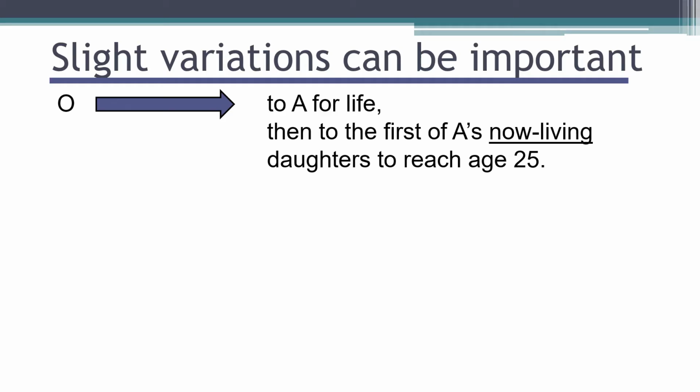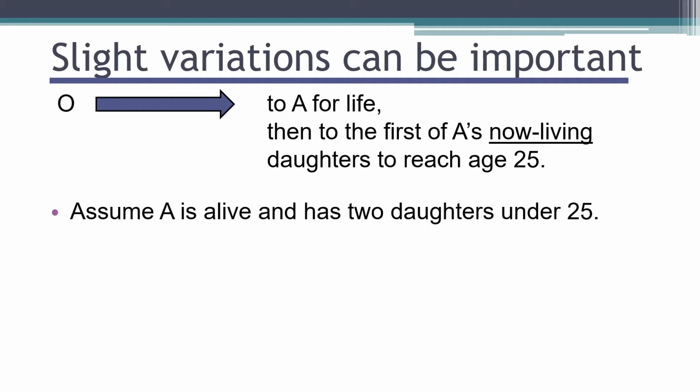Now, a very minor variation in the wording of the conveyance can make a big difference in the application of the rule against perpetuities. Let's take a look at this one. To A for life, then to the first of A's now living daughters to reach age 25. Once again, we'll assume that A is alive and has two daughters, both of whom are under 25. Well, now, if we use the daughters as measuring lives, we're certain that either the remainder will vest in one of them during her lifetime, or it will fail because neither daughter reaches age 25.